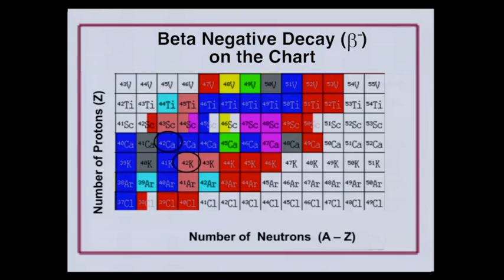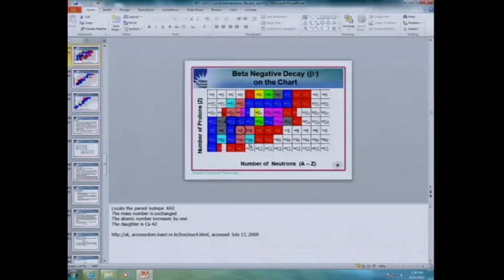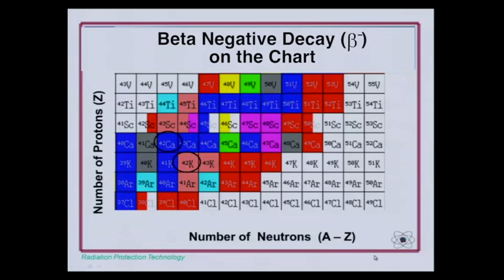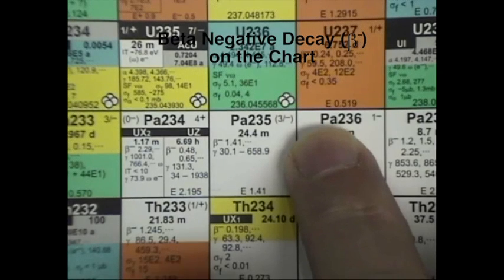As far as an example from the chart itself, let me find the beta minus decay. Here we go. Oops, get back to the camera. Wrong one. There we go.